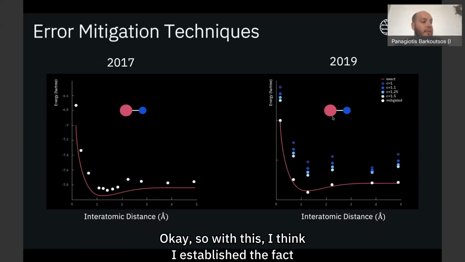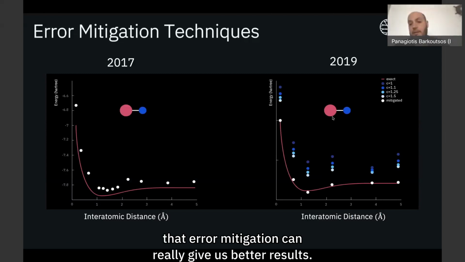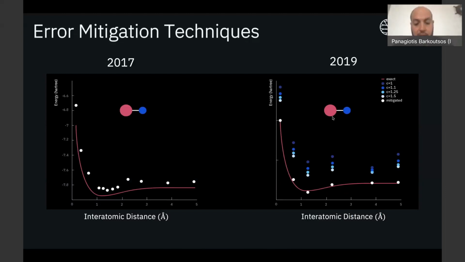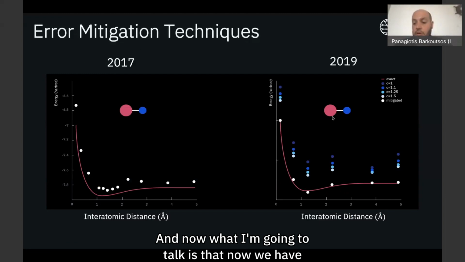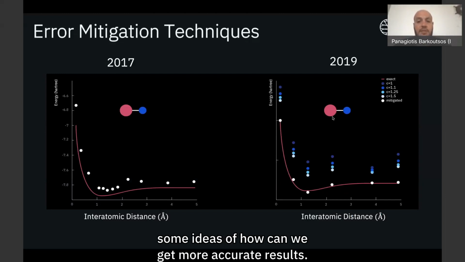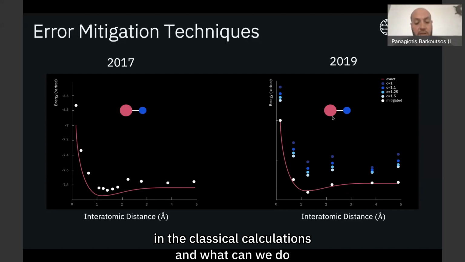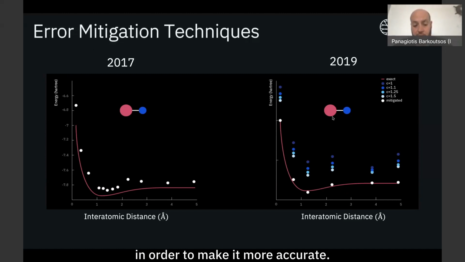Okay, so with this, I think I established the fact that error mitigation can really give us better results. And you can go from the picture on the left to the picture on the right. And now what I'm going to talk about is that we have some ideas of how we can get more accurate results, how we can go beyond what we have in the classical calculations, and what we can do in order to make it more accurate.